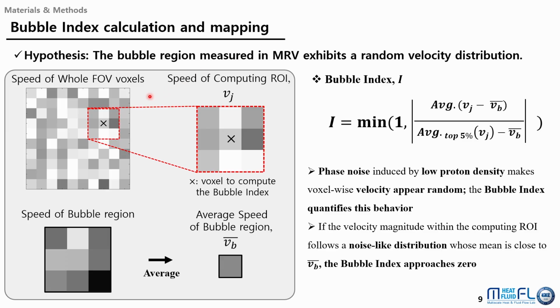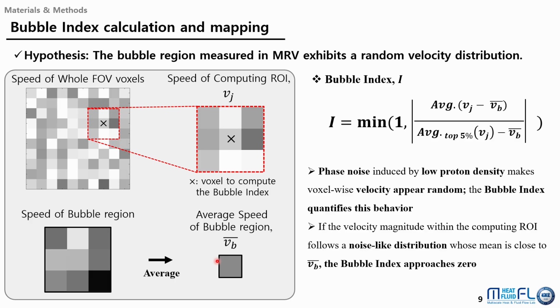This slide explains how the bubble index is calculated. The method is based on the assumption that bubble regions in MRV exhibit a random velocity distribution due to phase noise from low proton density. We first obtain the average speed from a confirmed bubble region and use this as the reference bubble velocity. For each voxel, we then define a computing ROI around it and compare the speeds within this ROI to the bubble velocity.